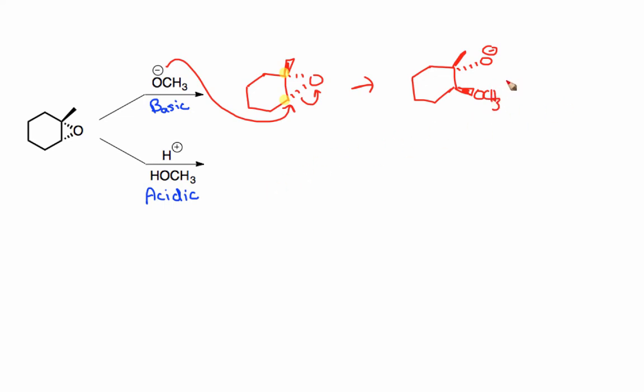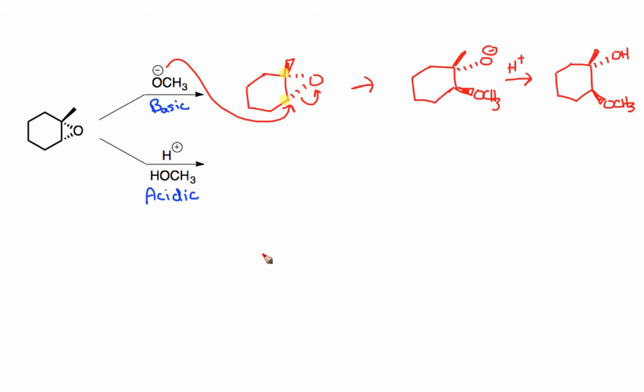From here, we just need to quench this reaction with a little bit of dilute acid. So we get an OH here pointing back, and then pointing out, we get our OCH3.